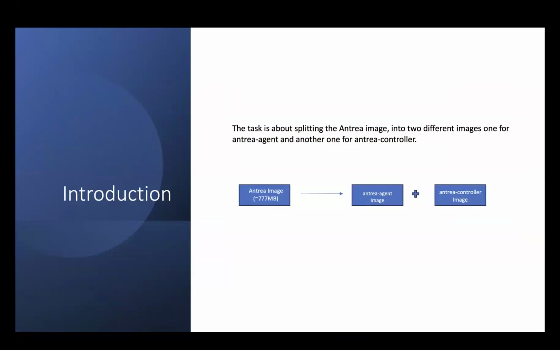Talking about the introduction, or what the task is in brief: we have thought of splitting the Antrea image into two different images. One is for the Antrea agent and another one is for the Antrea controller, so that we can reduce the size of particular components. Instead of using a single unified image, we could have two different images that could be lesser in size and can save time.